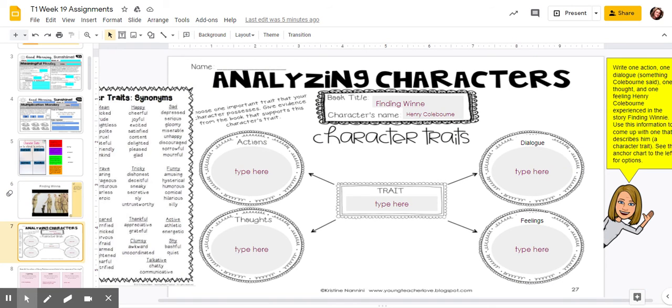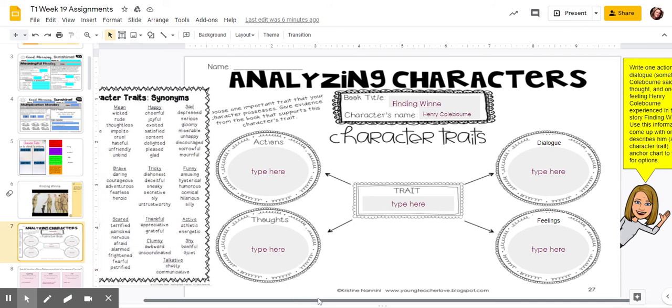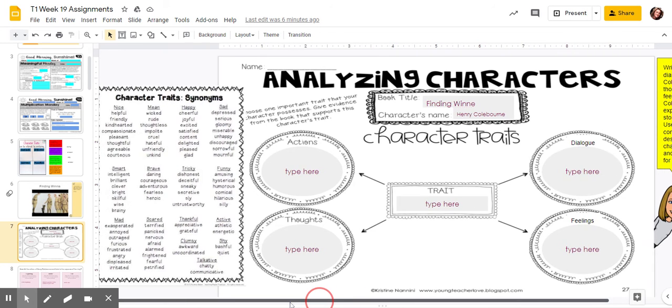The reason I want you to make sure you're taking notes is it's going to make these last 2 slides a lot easier. So you're going to write one action, one thought, one thing he says out loud, and one feeling he has at any time of the story. And you're going to think about him as a character. Think about his personality. And you're going to decide what character trait would you use to describe him?